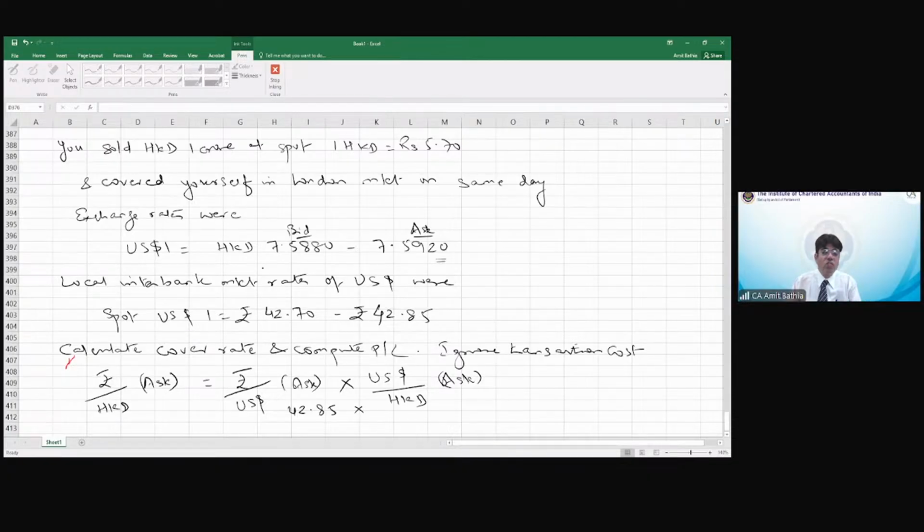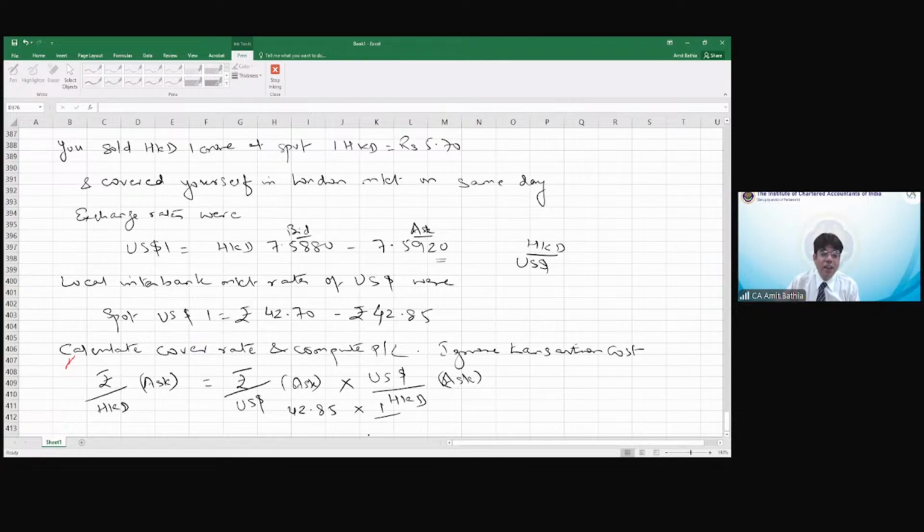So these quotes are basically given to you as what? They are not given to you as dollar upon HKD. They are given to you as Hong Kong dollar upon US dollar. Are you with me? These quotes, 7.5880, 7.5920, are HKD upon US dollar. And what you want over here is US dollar upon HKD. You want the reverse of it. So by doing the reverse, it will be 1 upon 7.588.